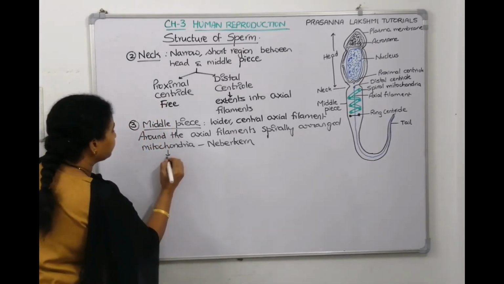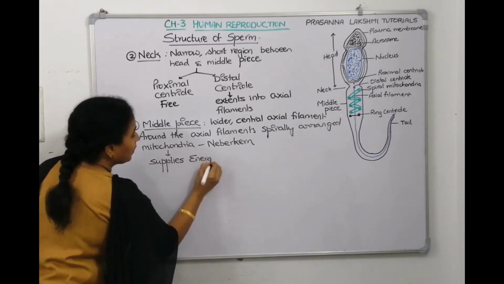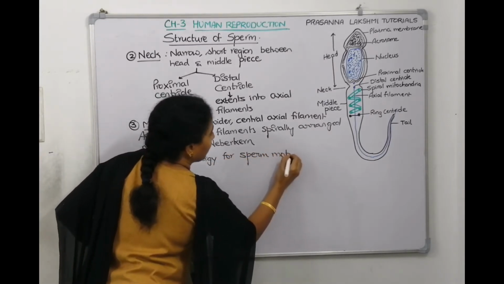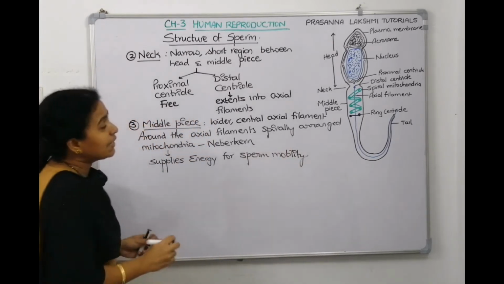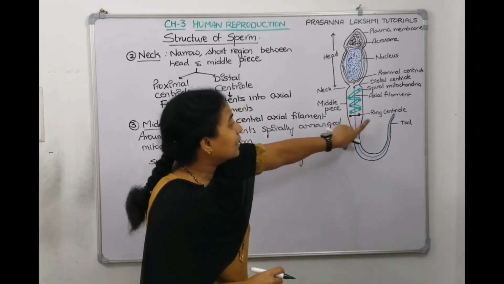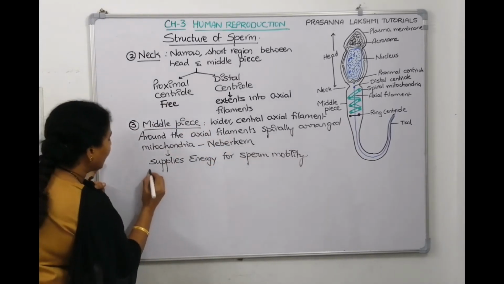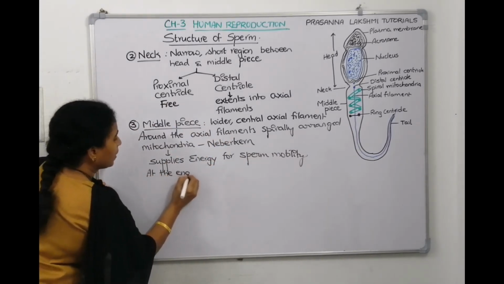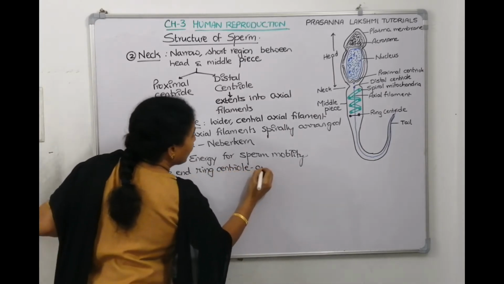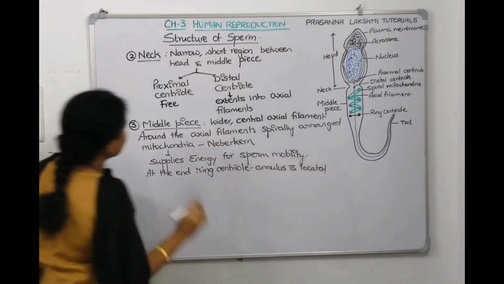So the mitochondria supply energy. For what? For sperm motility. So mitochondria provide energy for the sperm motility. At the end of the middle piece, you can see a ring centriole which is called the annulus. So at the end, the ring centriole is present. What is the ring centriole also called? Annulus. Children, this is about the middle piece.